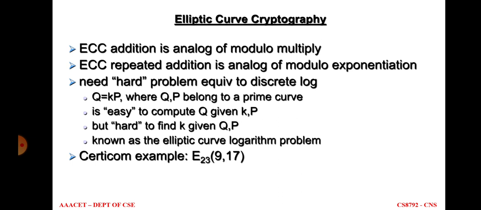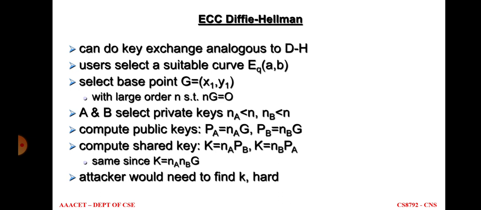And this concept is needed in a hard problem. For example, let us take Q is equal to kP. Here Q and P may be any positive real numbers or prime numbers. Here it is very easy to compute capital Q for the given values of k and P, right? But it is very hard to find the k value, the key value, from the given values of Q and P, right? So we have to calculate the key value by using the elliptic curve logarithm problem.